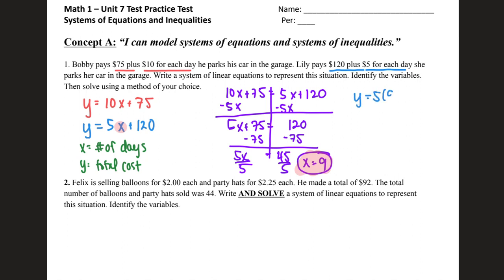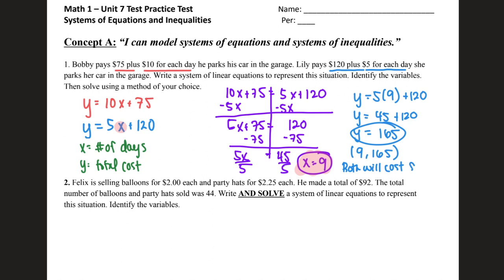So it's going to be y equals 5 times 9 plus 120. So that's going to be 45 plus 120. So y is going to be equal to 165. So my solution is going to be (9, 165). So that means they're going to cost the same after 9 days. Both will cost $165 after 9 days.